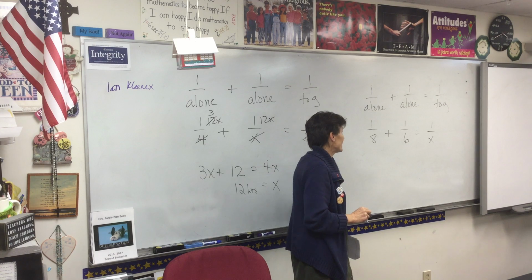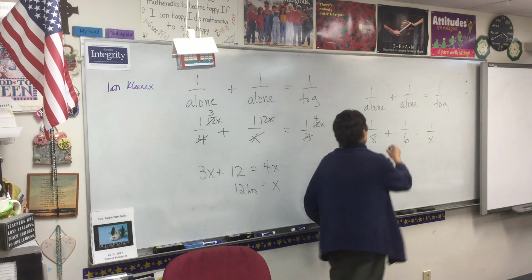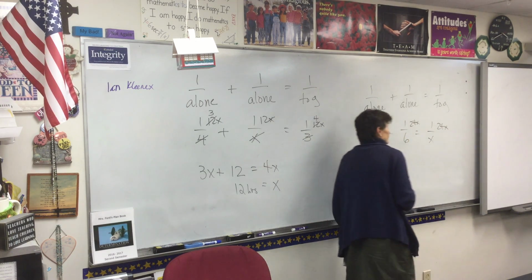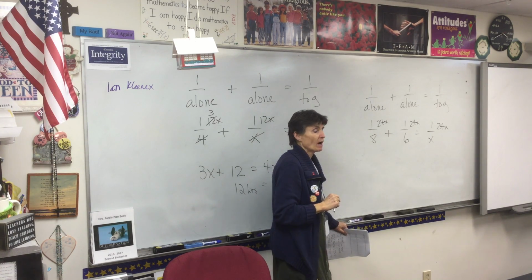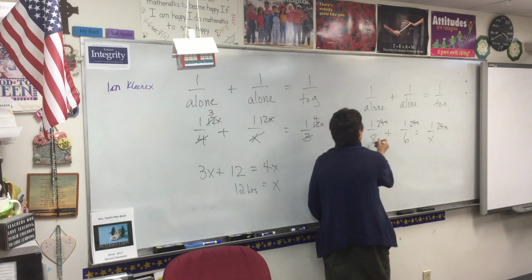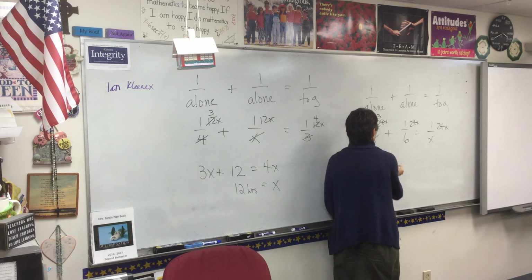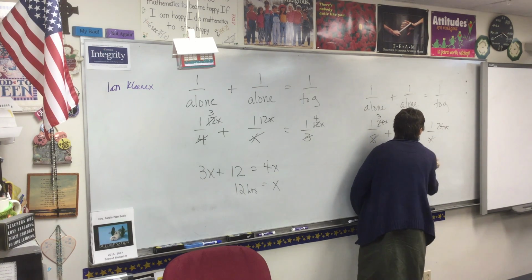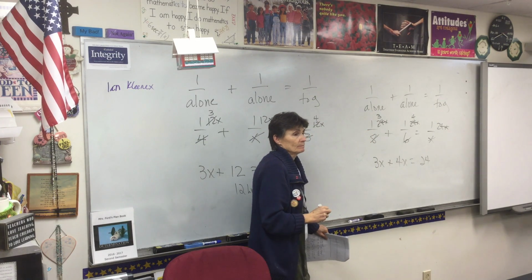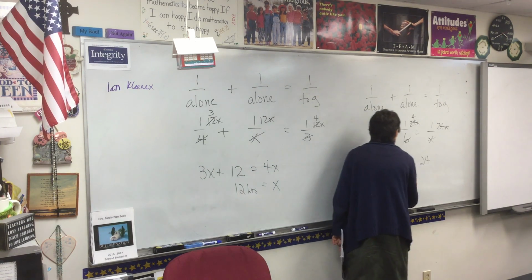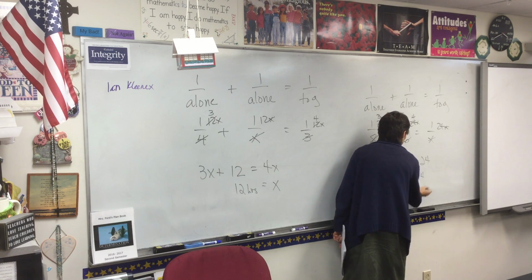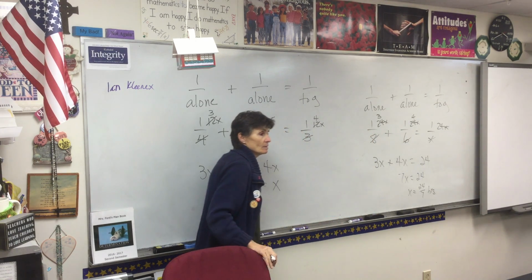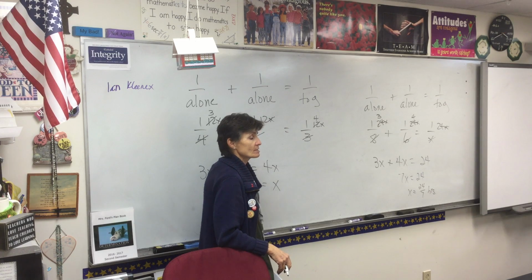What's the common denominator for 8 and 6? 24x. If you use 48, that'll work too. It's fine. 48's another common denominator. 8 goes into 24 3 times. 6 goes in 4 times. So 7x equals 24 and x equals 24/7 hours. So it takes them about 3.5 hours to do it together.